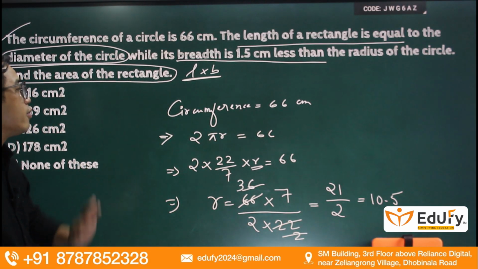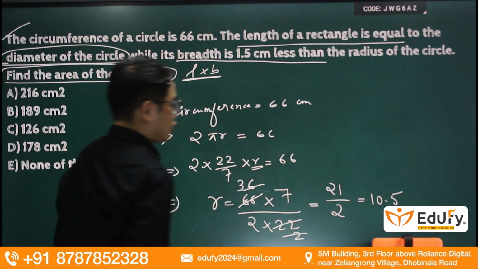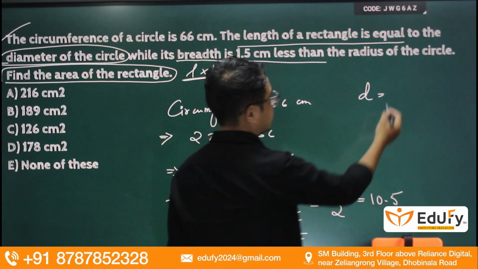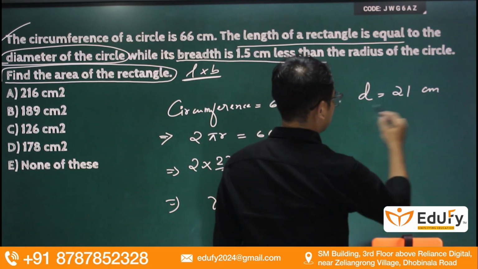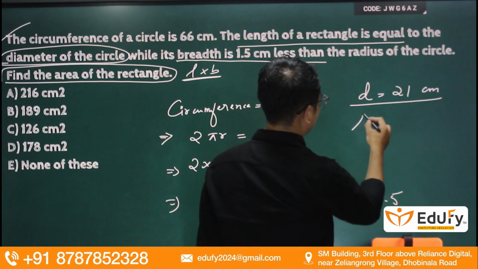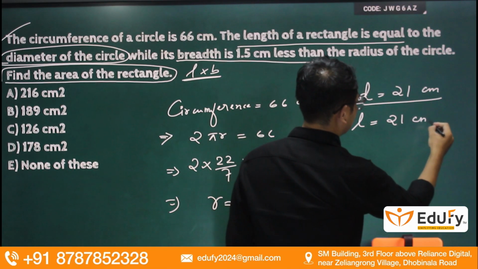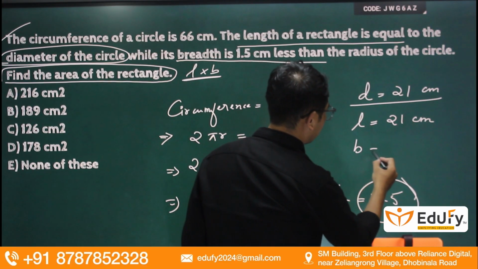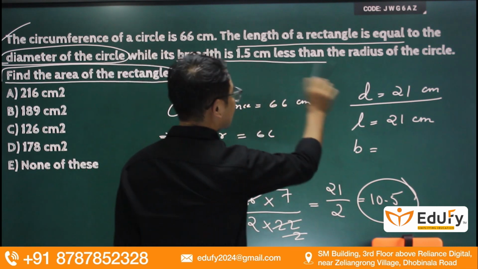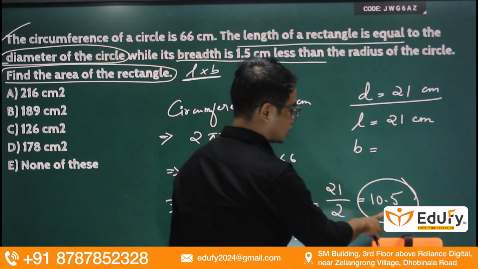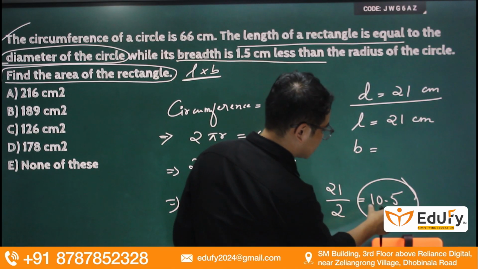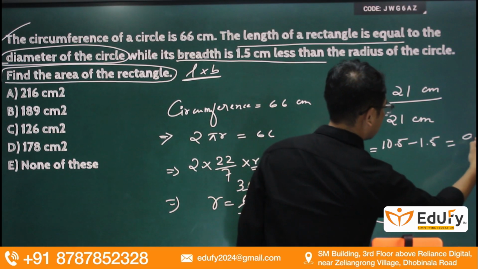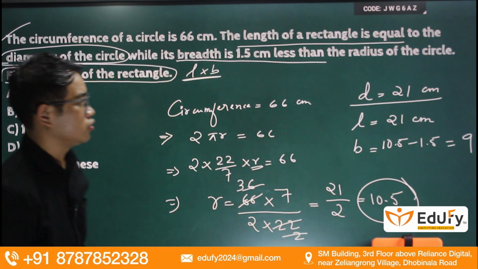Now, if you know your radius is 10.5, you also know that your diameter would be double of the radius. Double of this is basically just 21 centimeter. So your diameter is 21 centimeter. That means your length is also 21 centimeter, right? And since you know the radius is 10.5, the question said the breadth is 1.5 less than the radius. That means 1.5 less than this. So 10.5 minus 1.5 should give you 9. So you know now your length and breadth, which is 21 and 9.